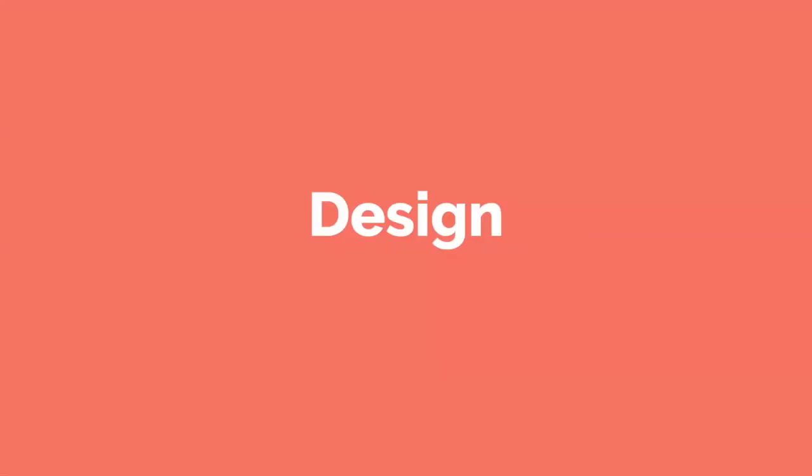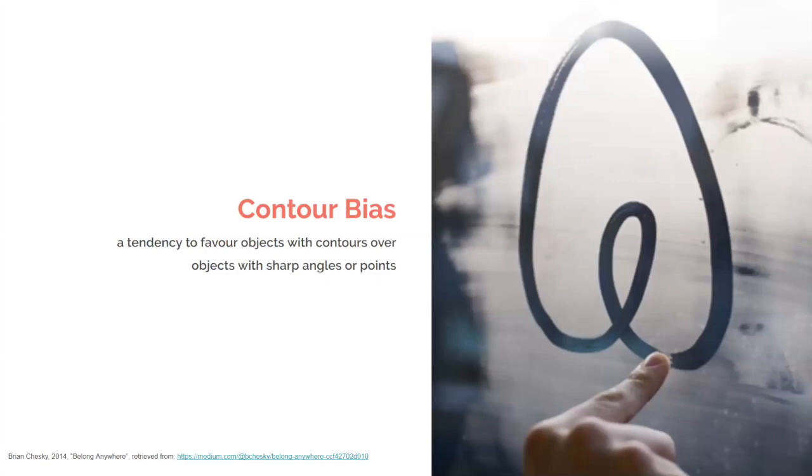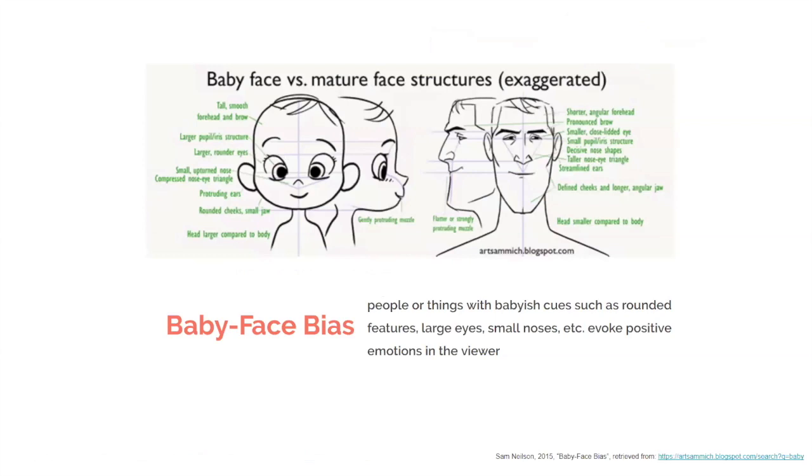So moving on to the design. Some different emotional design aspects were explored. Contour bias is one, a tendency to favor objects with contours over sharp angles. And babyface bias is a known emotional design principle. This was explored in Plass's work in multimedia learning, but they referred to babyface bias generally from the contours present, as opposed to specifically large eyes and different babyish features.